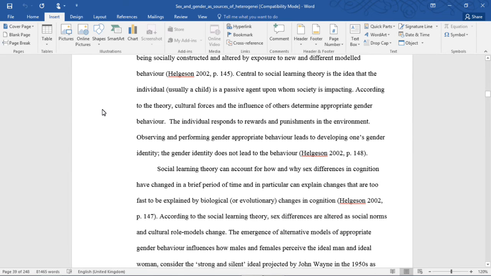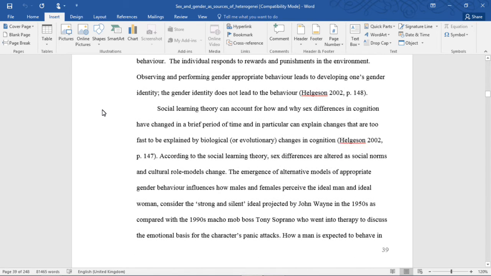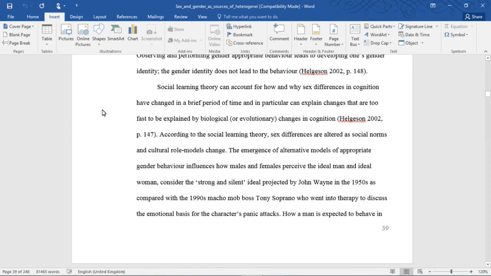The individual responds to rewards and punishments in the environment. Observing and performing gender-appropriate behavior leads to developing one's gender identity. The gender identity does not lead to the behavior. Social learning theory can account for how and why sex differences in cognition have changed in a brief period of time, and in particular can explain changes that are too fast to be explained by biology or evolutionary changes in cognition.